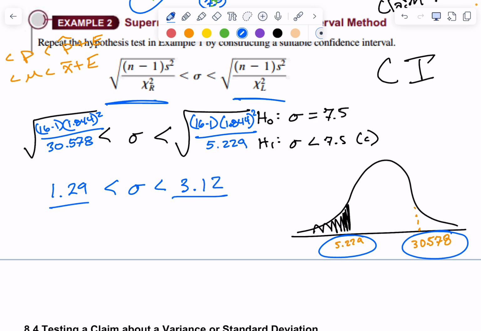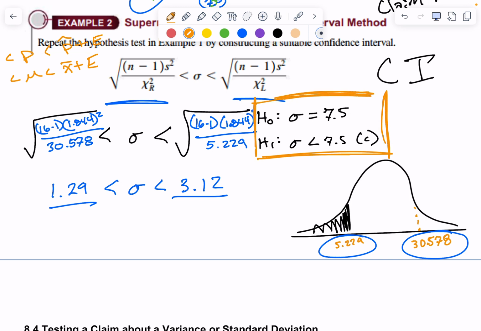Okay. If you want to check, that's what we're going for. 1.29 and 3.12. I got 1.29. I got 3.12. Perfect.